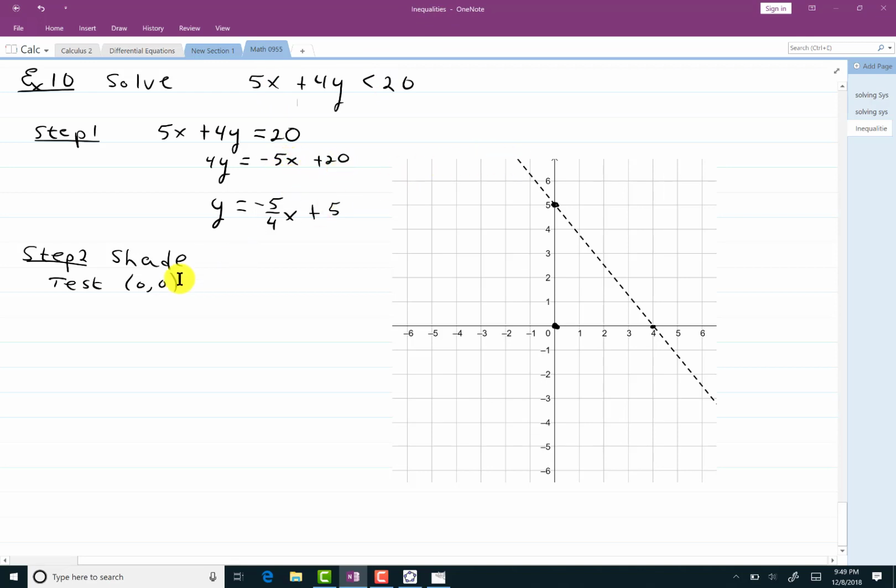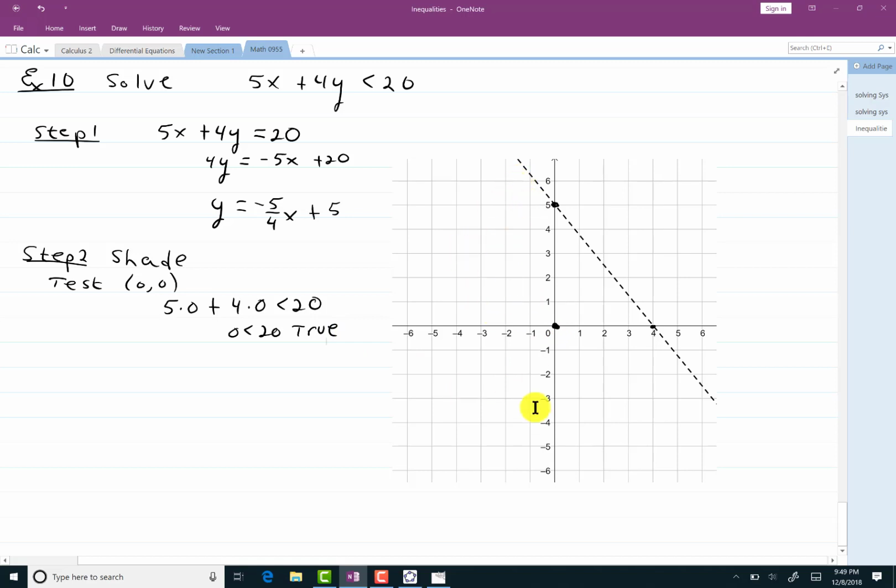Alright, so test 0, 0. Let me plug in 0 for x and 0 for y. So I have 5 times 0 plus 4 times 0 will be less than 20. 0 is less than 20. That's true. That means 0, 0 is part of the solution set.